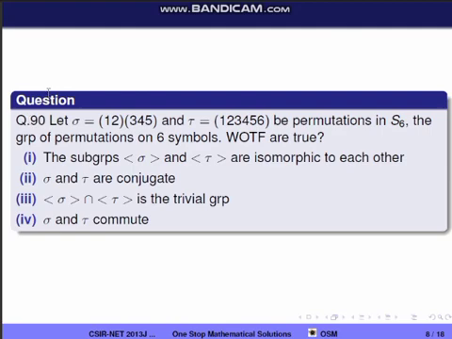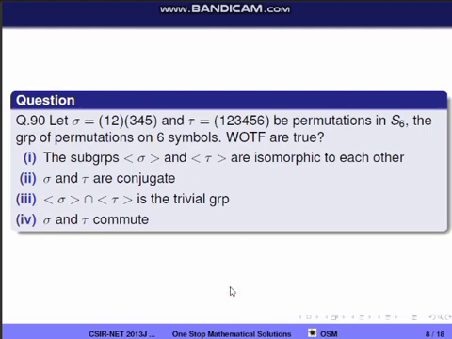Next question, question 90. Let sigma is equal to (1 2)(3 4 5) and tau is equal to (1 2 3 4 5 6) be permutations in S6, the group of permutations on 6 symbols. Which of the following are true? So we are given two permutations from the symmetric group on 6 symbols. Then we have to find which of the following is satisfied by both of them.